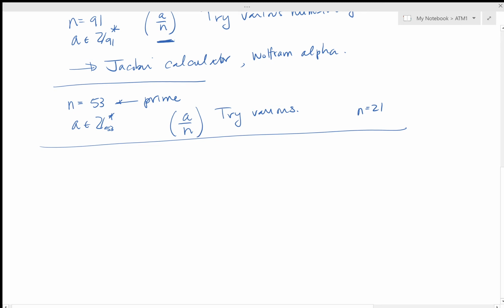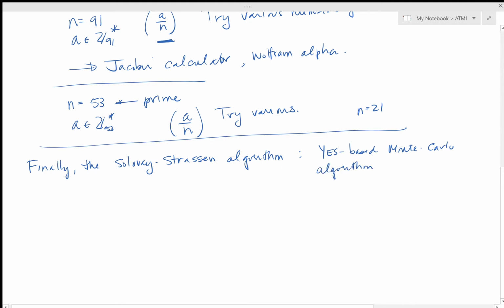So finally, in the tail end of our 4th lecture on finding prime numbers, here comes the Solovay-Strassen algorithm. It is a yes-based Monte Carlo algorithm with error probability at most 1/2.